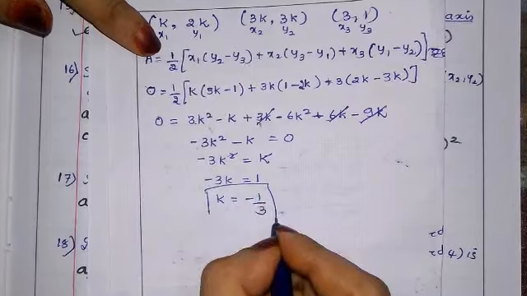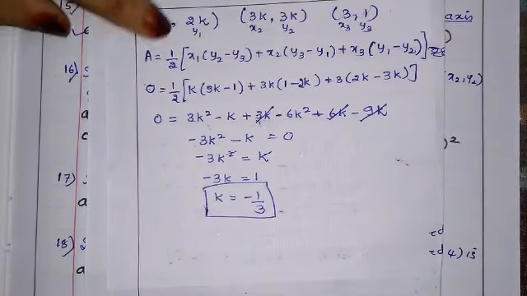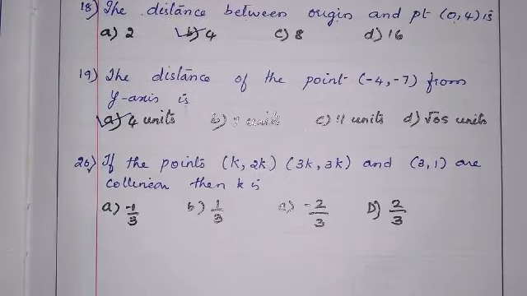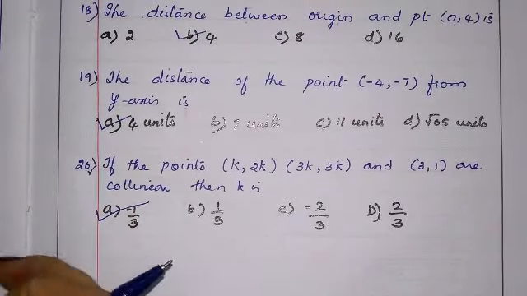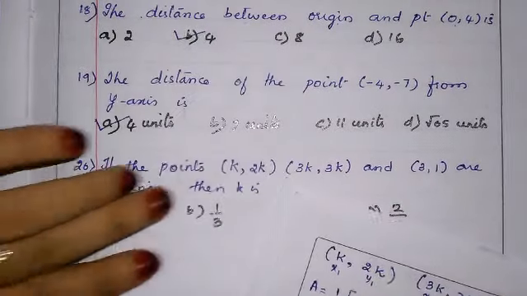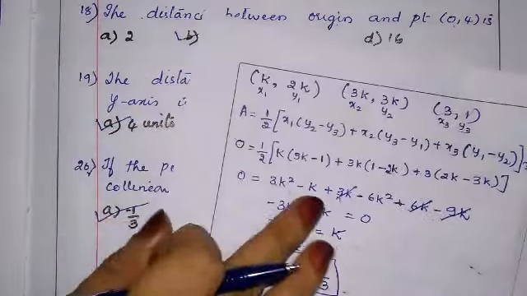Let us check the k value. We got minus 1 by 3. And do we have the option minus 1 by 3? Yes, our first option is minus 1 by 3. See, this is the only method you have to do for such type of problems. If it comes, you should be very quick.